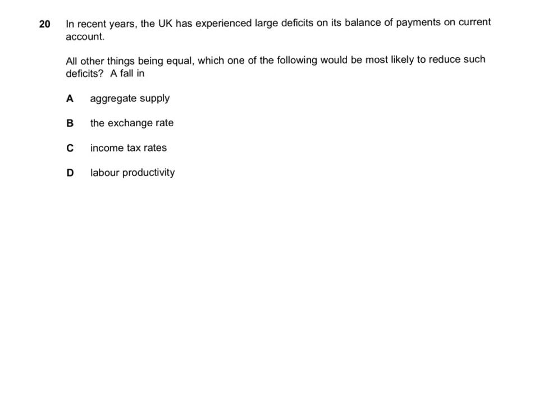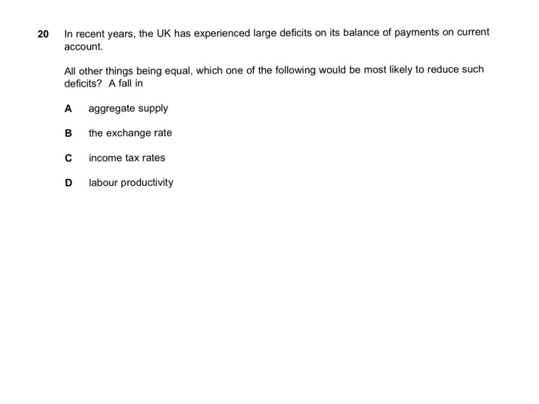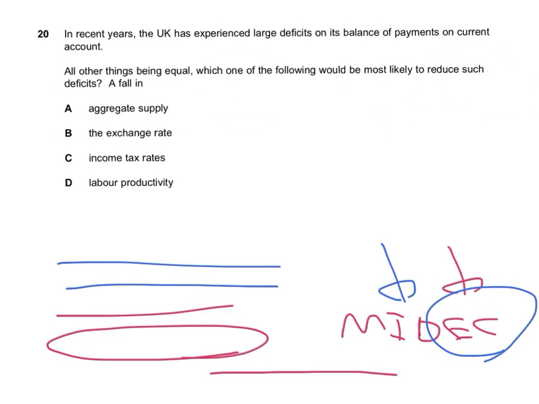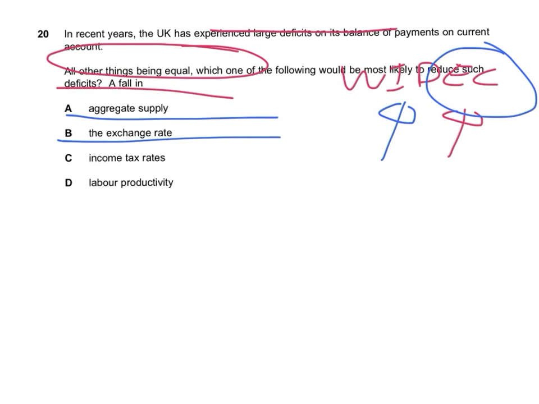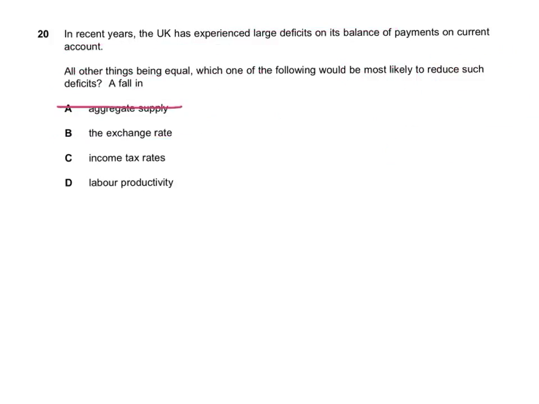Okay, it's saying we've got a large deficit on our balance of payments, which means we are importing more than we're exporting. Right, so what's going to happen? What's the best way to reduce this? Would reducing aggregate supply help this? No, it wouldn't, because if we supply more, we're more likely to be able to supply more stuff abroad. Okay, if we have a fall in the exchange rate, it'd be WIDEC, imports dear, exports cheap, and that would be really good for our trade balance. So the answer is B.